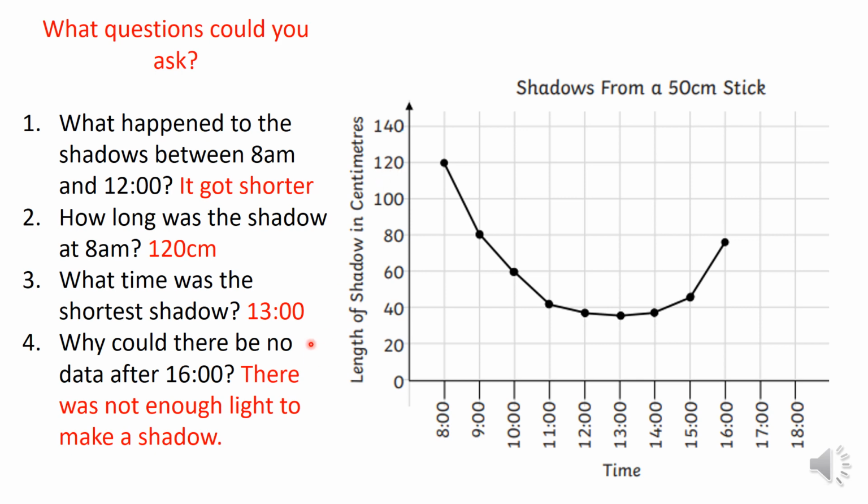Question 3. What time was the shortest shadow? If I look along here, I can find that the shortest value is this point here, and that was at 1 o'clock. Question 4. Why could there be no data after 4 o'clock? I came up with there was maybe not enough light to make a shadow.